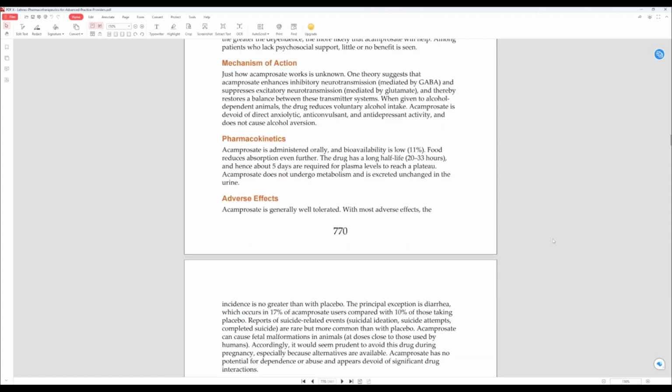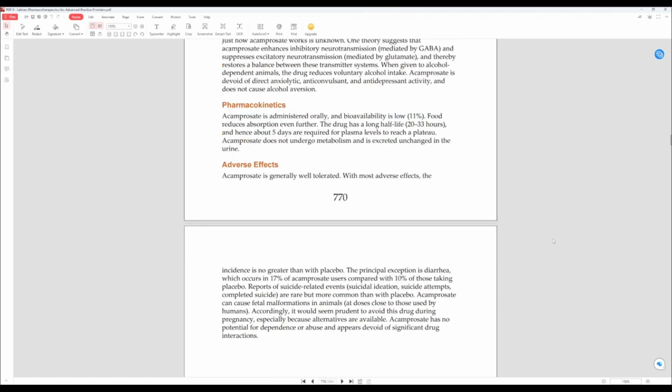So, its mechanism of action, just how does it work? Well, it's still technically considered unknown. One theory suggests that acamprosate enhances inhibitory neurotransmission and suppresses excitatory neurotransmission, and therefore restores a balance between neurotransmitter systems. When given to alcohol-dependent animals, the drug reduced voluntary alcohol intake. It is also devoid of direct anxiolytic, anticonvulsant, and antidepressant activity, and does not cause any kind of alcohol aversion.